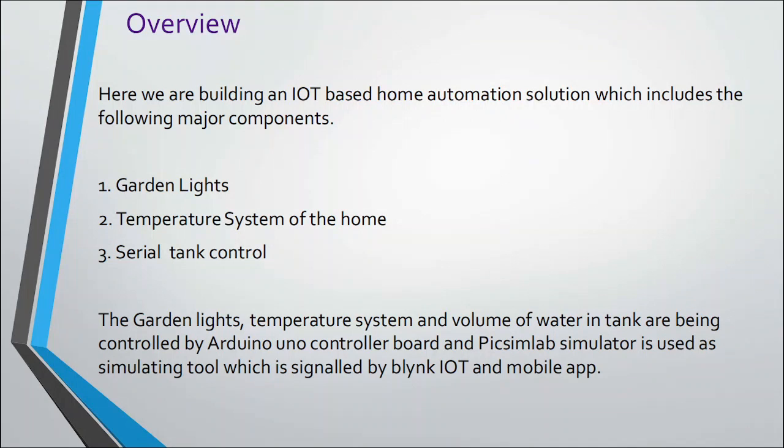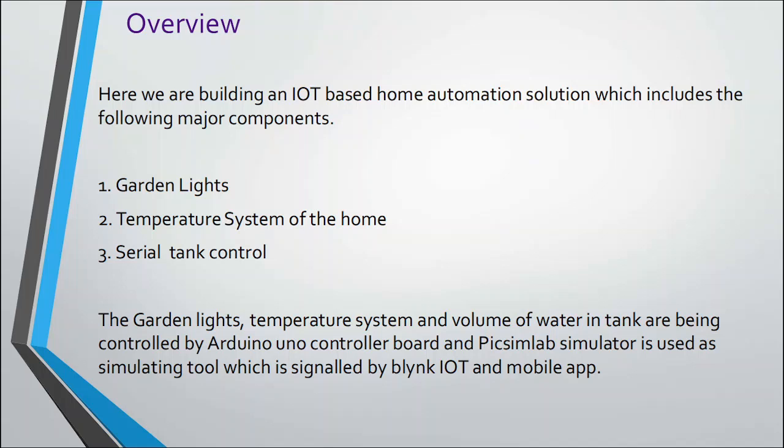Here we are building an IoT-based home automation solution, which includes components like garden lights, the temperature system of the home, and also the water tank control. We control these three things in our project. Usually the garden lights should be off during the day and on during the night. Let's see how we can control this by using the various sensors.